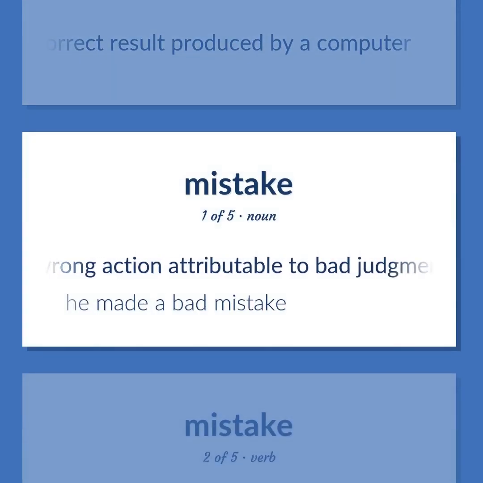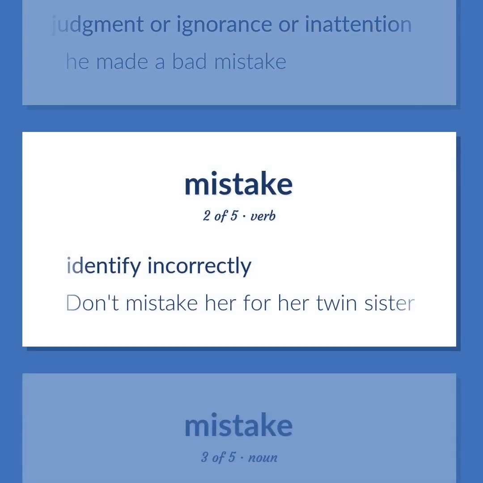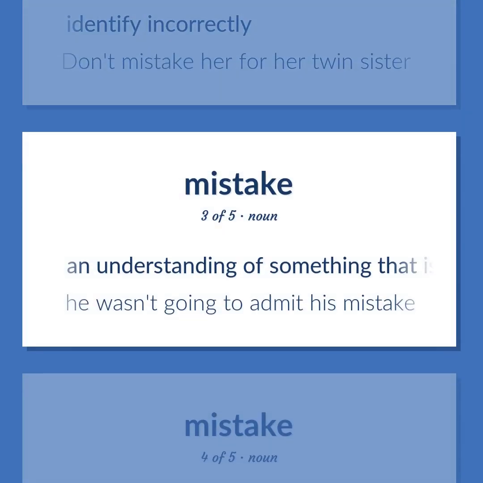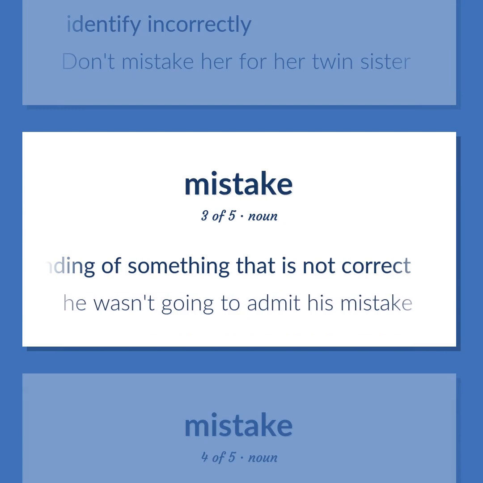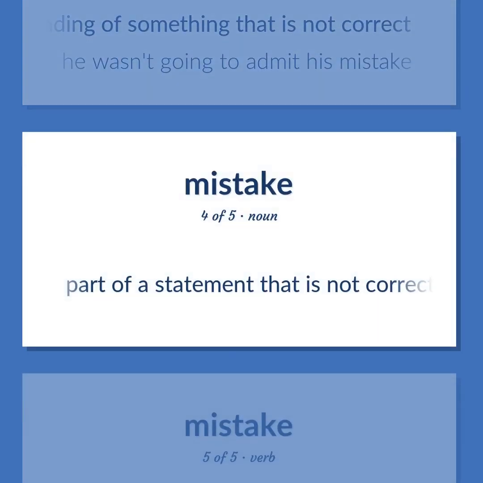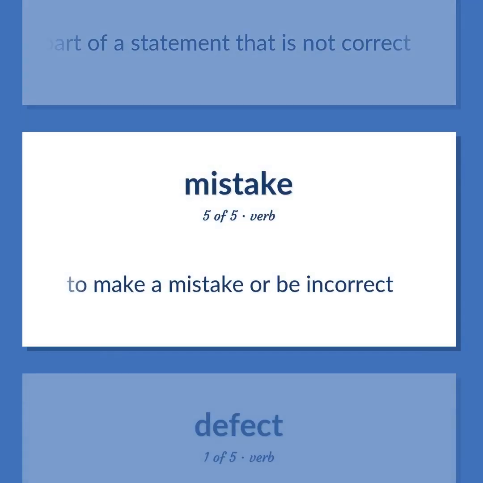A wrong action attributable to bad judgment or ignorance or inattention. He made a bad mistake. Identify incorrectly. Don't mistake her for her twin sister. An understanding of something that is not correct. He wasn't going to admit his mistake. Part of a statement that is not correct. To make a mistake or be incorrect.